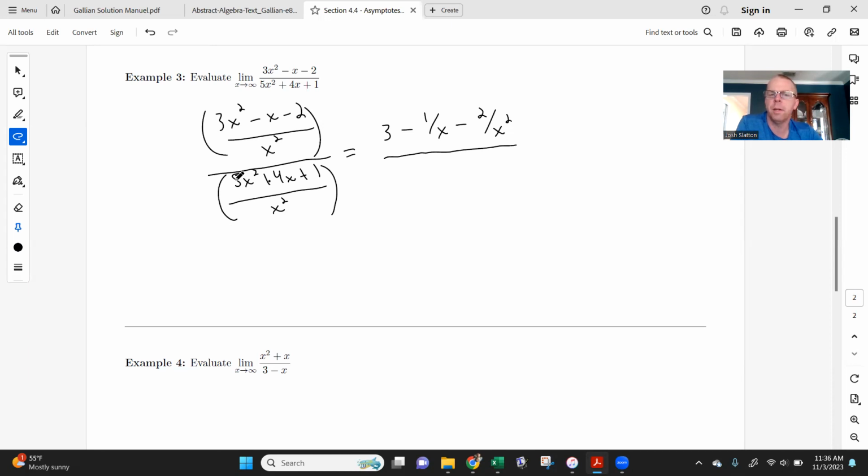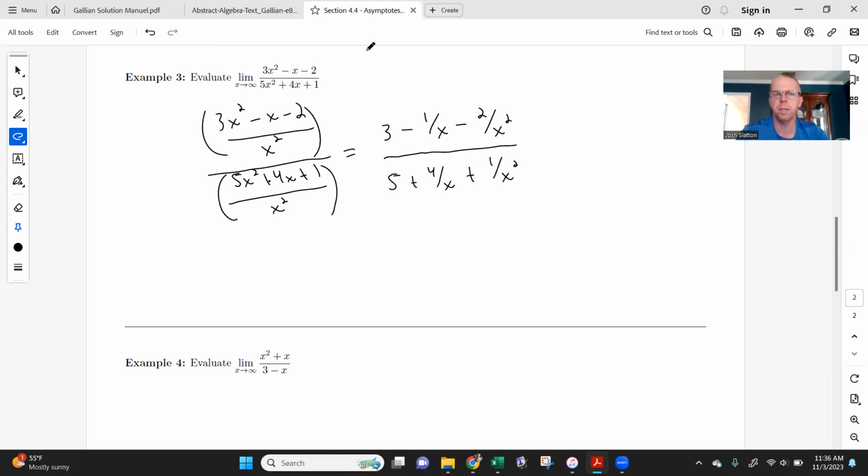And then do the same thing on the bottom. 5x squared over x squared is 5. 4x over x squared is plus 4 over x, and then 1 over x squared. All right, so now, and I guess we should have said this at the beginning.